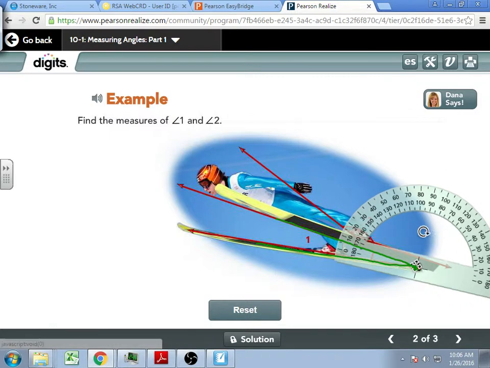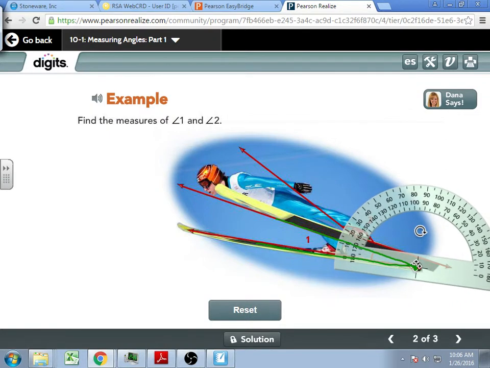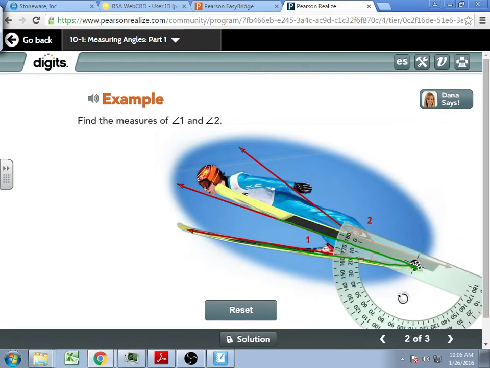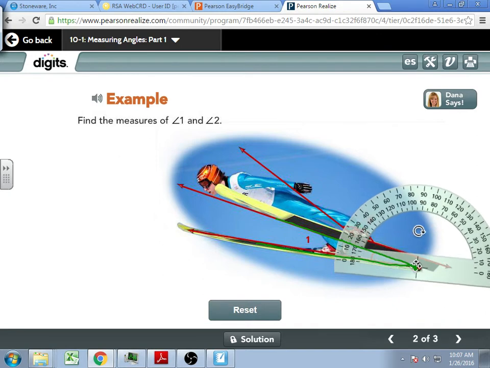So for my first angle, I either need to set my 0 on my bottom line, or the other way that I could place my 0 is if I do this and put my protractor pointing down. We still get the same answer, we just read from a different set of numbers. Now it's easier to look at it like this.